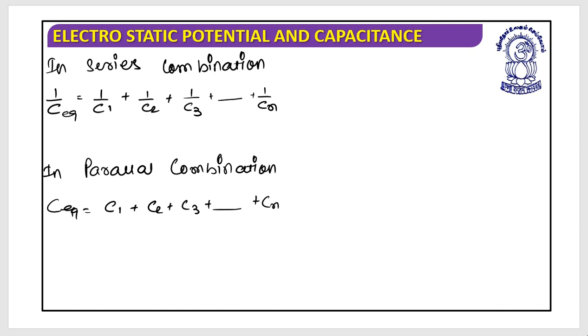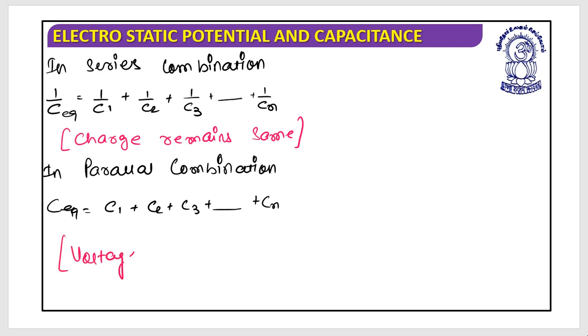One more thing. In series combination, charge remains the same. In parallel combination, voltage, or we can say potential difference, remains the same. I hope this is clear to you.